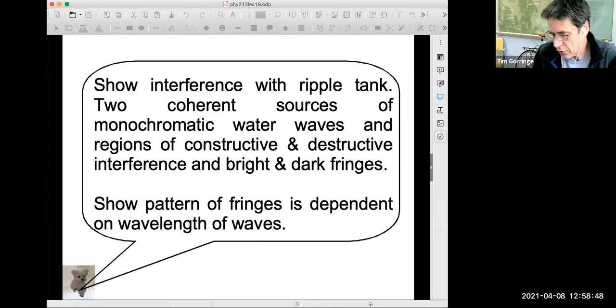Okay, I want to show you a demonstration of these interference patterns. See if I can do that. I want to share a different screen.